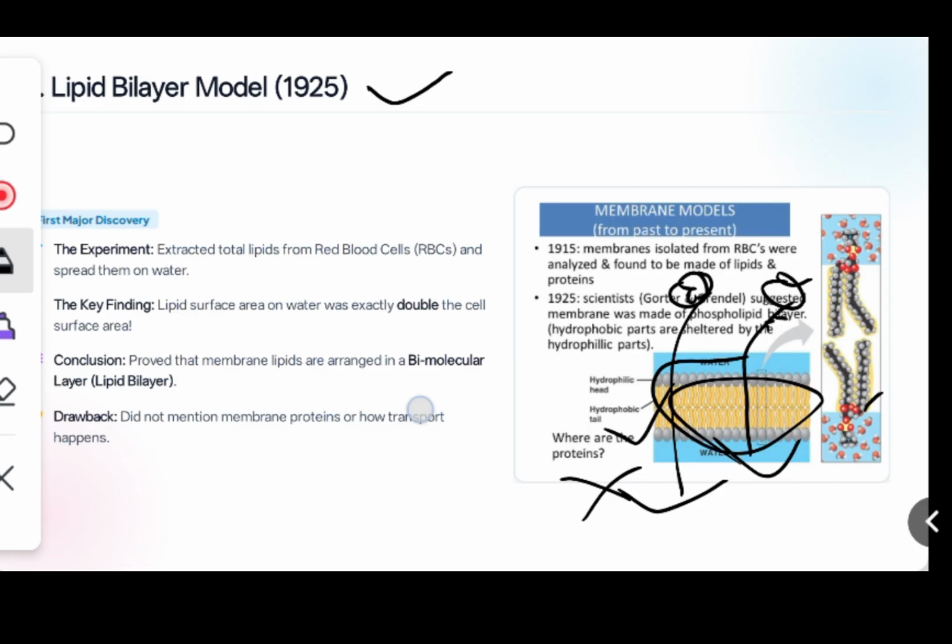Membrane proteins. It doesn't explain the transportation through the membrane proteins. So it failed here. This is the major drawback of the lipid bilayer model.